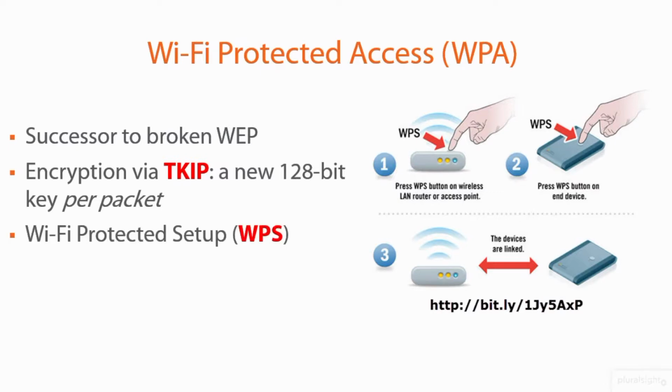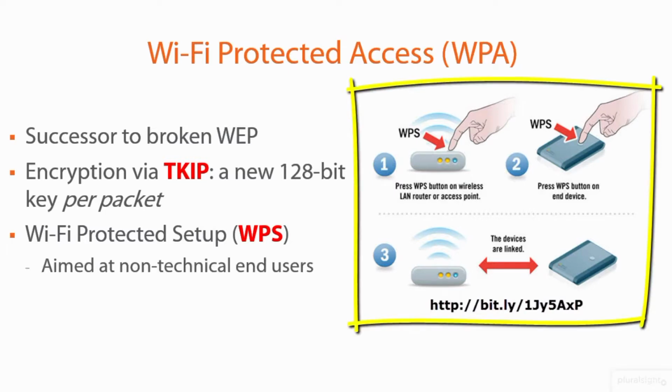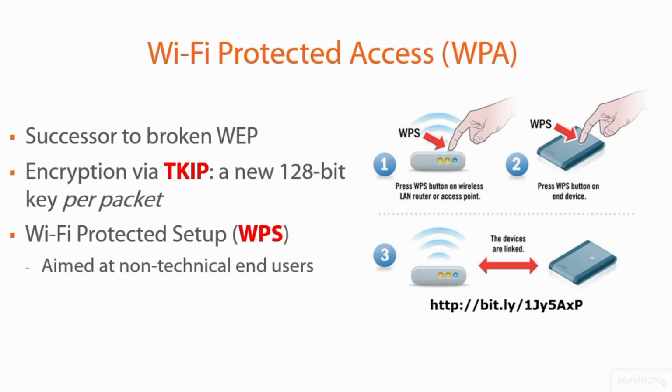Now, in order to make those potentially long passphrases easier to set up, and think of consumers who want to set up their Wii U or their Xbox One, and they just don't want to type a super long passphrase, it can get complex, some residential folks will tell you. There's the Wi-Fi Protected Setup, or WPS, which you see illustrated at right. This is a way for non-technical end users to simply press a button on their access point and whatever device they want to connect to that access point.